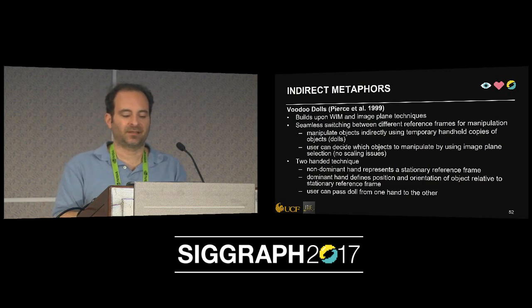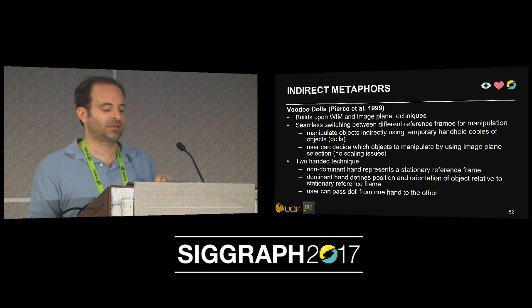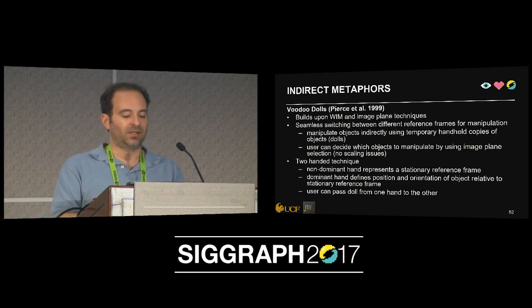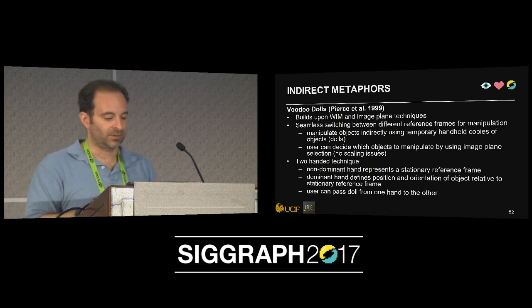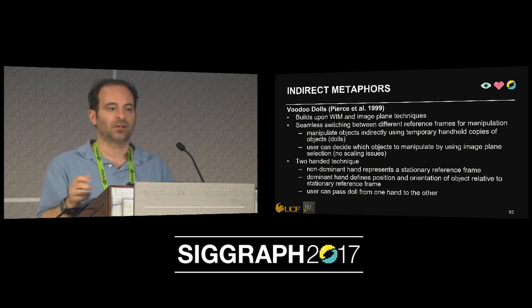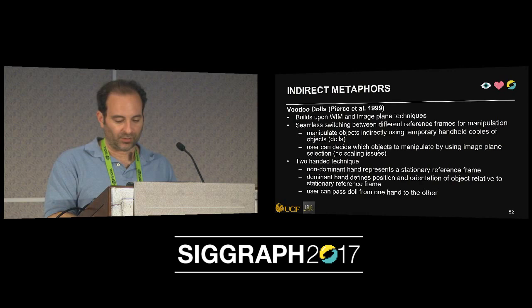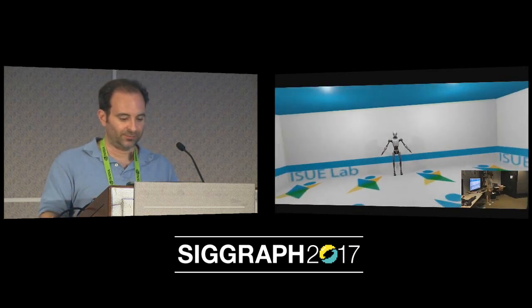Okay, and it's a two-handed technique. So the non-dominant hand represents a stationary reference frame, and the dominant hand basically defines the position and orientation of the object relative to that reference frame. All right, and the user can pass the doll from one hand to the other and do various things with it. Okay, so here's an example of voodoo dolls.